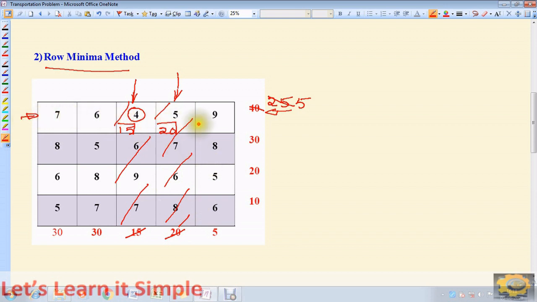And again, the first row is not vanished. Still we have 7, 6, 9 as the values. So among 7, 6 and 9, the least is 6. So go to that column, we have 30. And along that row we have 5. Whichever is lesser, 5, can be allocated here. After allocating 5, column 2 will become 25, whereas row 1 is vanished now.